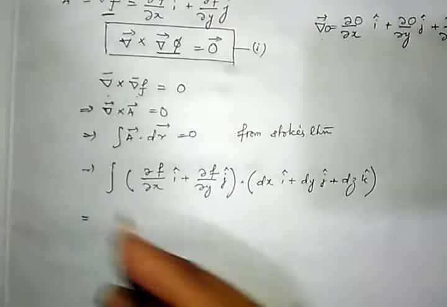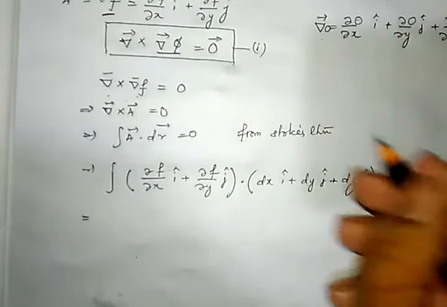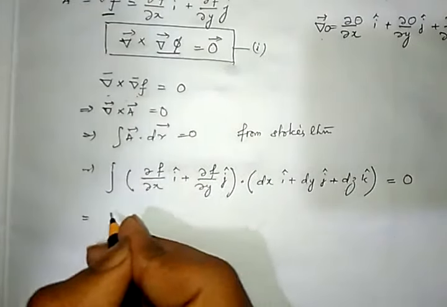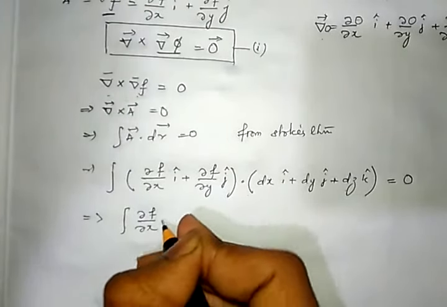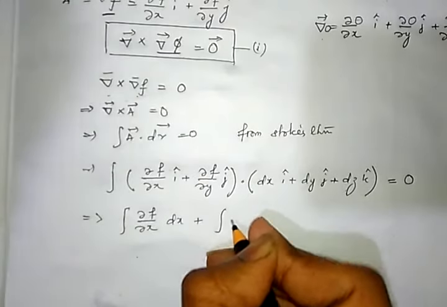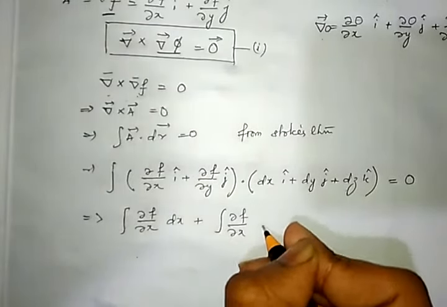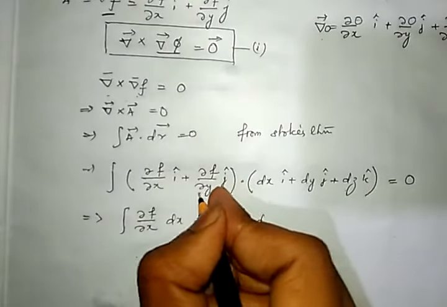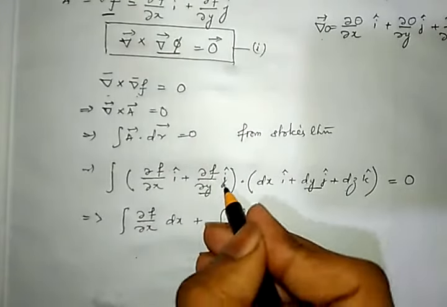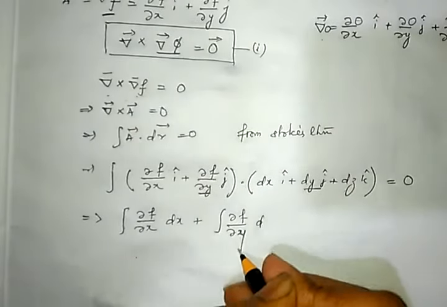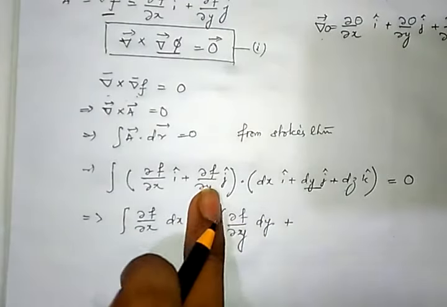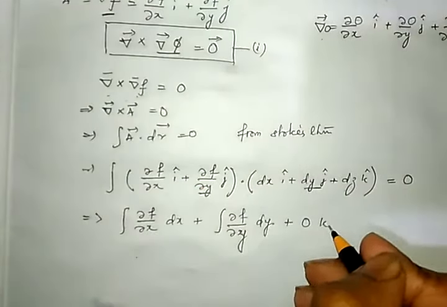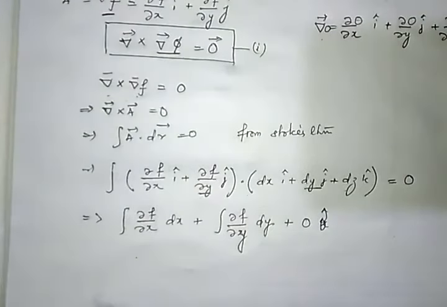And this is equal to 0 from Stokes theorem, and this is going to end up looking like this: ∂f/∂x dx plus ∂f/∂y, this term here, j cap. I dot j is equal to 1, and ∂f/∂y dy plus, now since we do not have any k component, the k component is basically 0, which is all equal to 0.